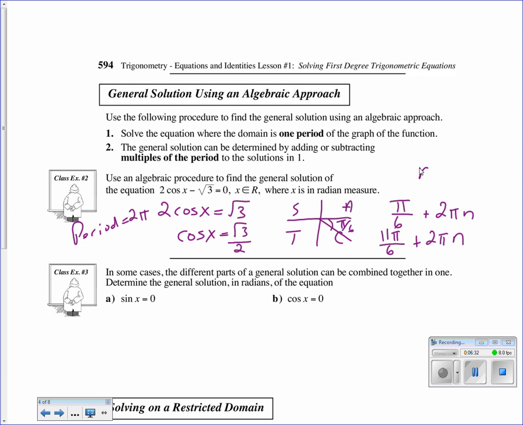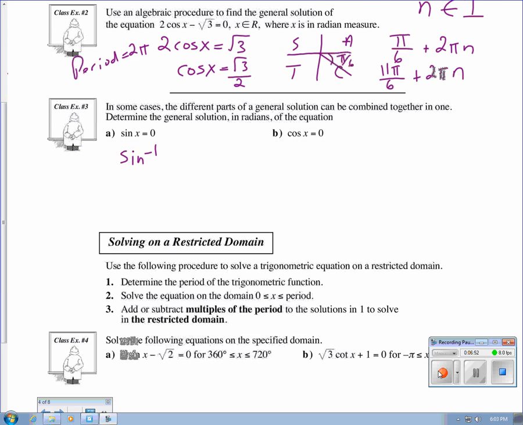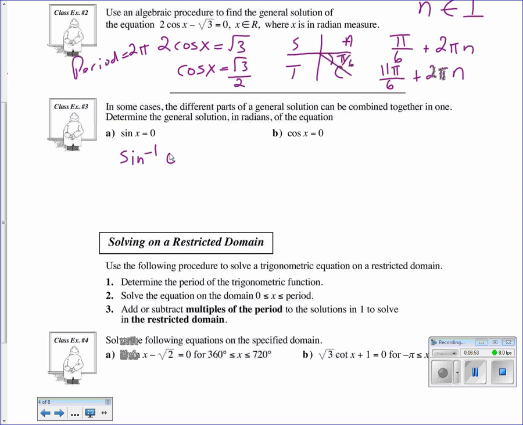Remember, your n value is an element of the integers, so a whole number, positive or negative. In some cases, we get really weird answers, like when sine x and cosine x equal 0. When does that happen? Sorry, sine to the minus 1 of 0 is 0 degrees. When else does that happen?